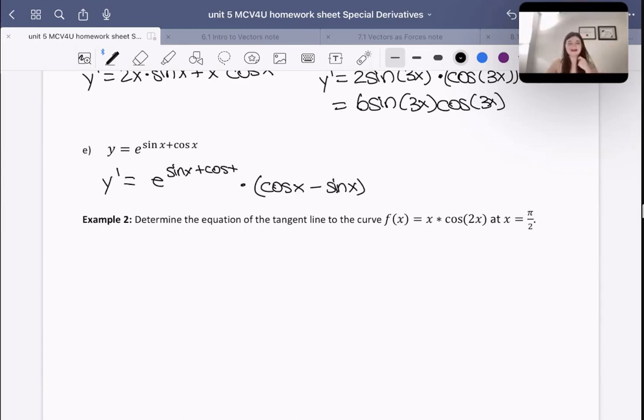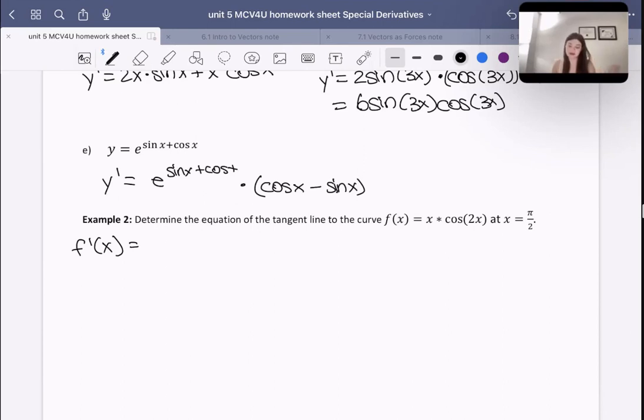All right, example 2 says determine the equation of the tangent line to the curve f of x equals x cos 2x at x equals pi over 2. Okay, so first of all, determine the equation of the tangent line. To find it, first we must find the slope of the tangent line. So let's do that. The slope of the tangent line is the derivative.